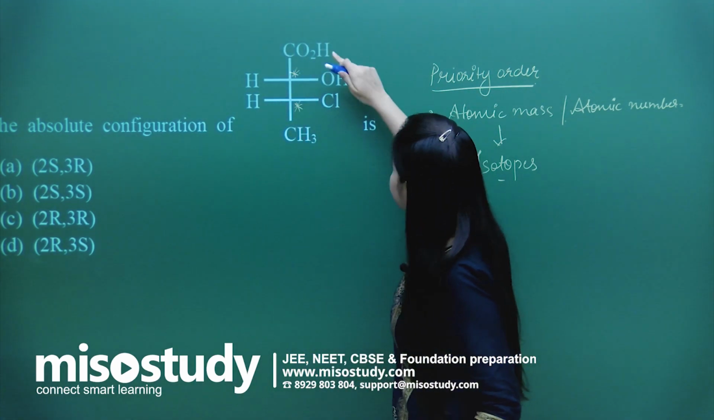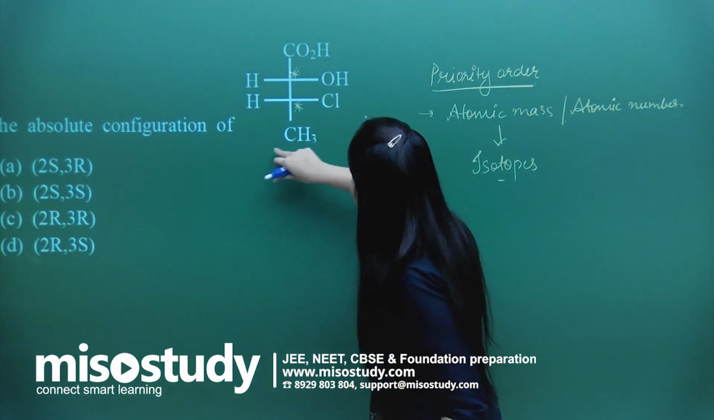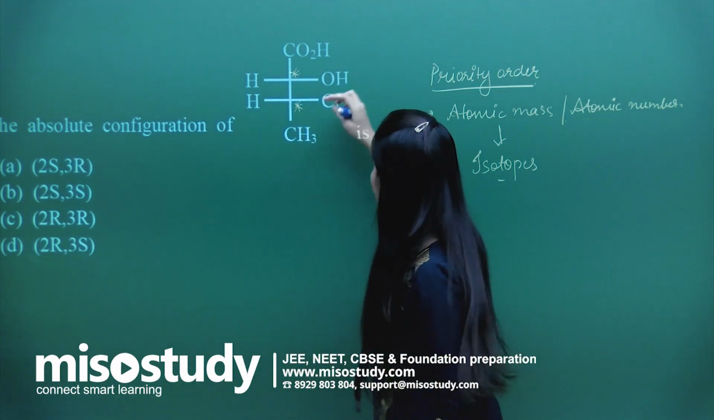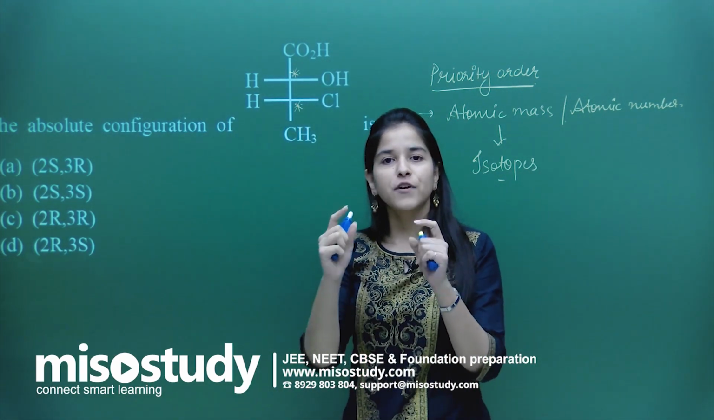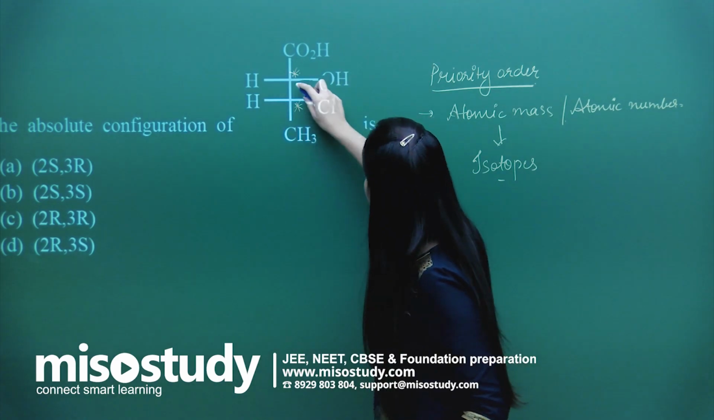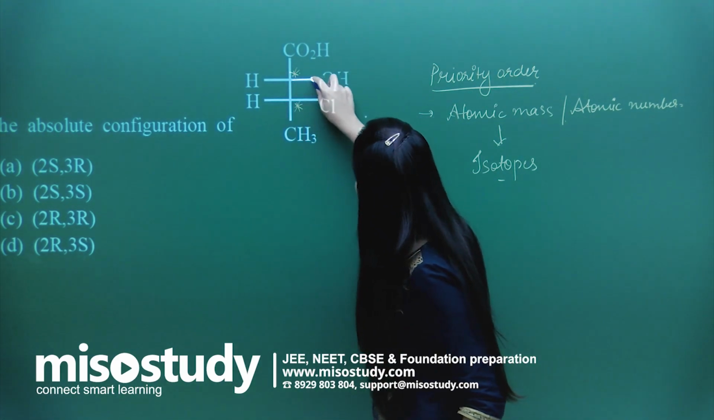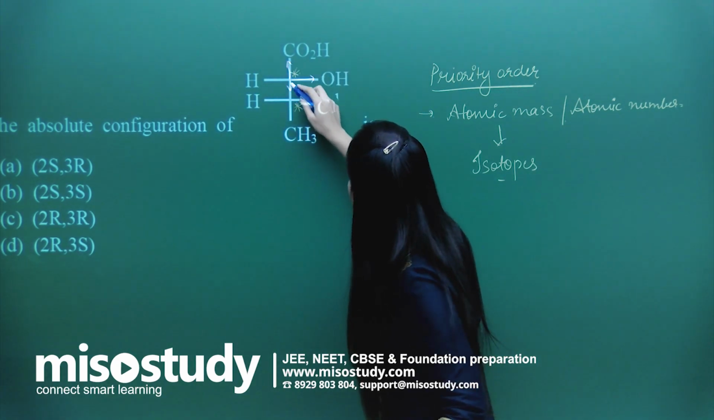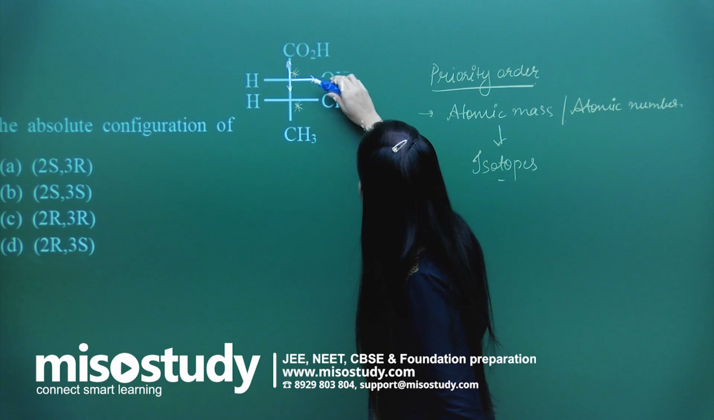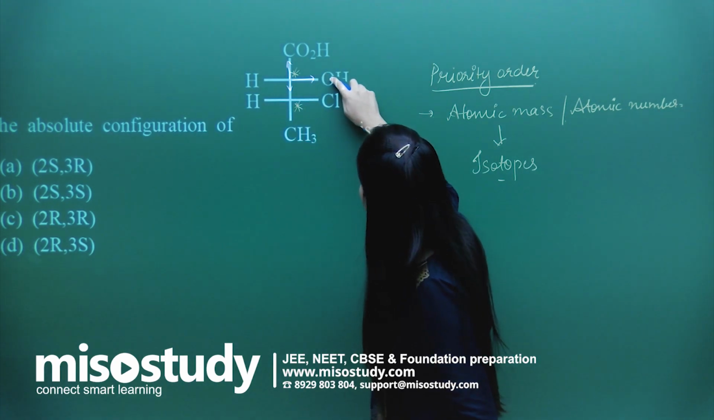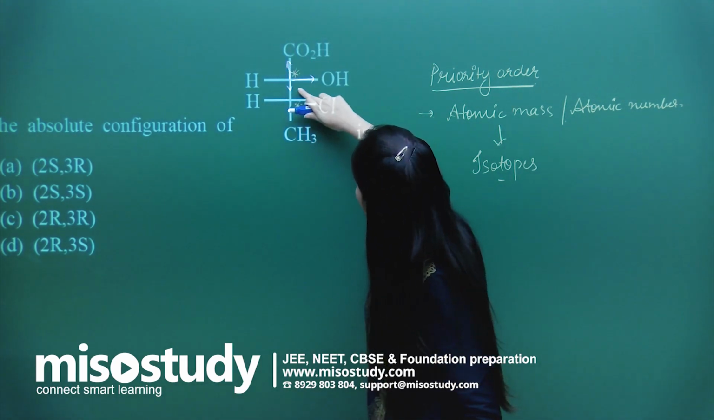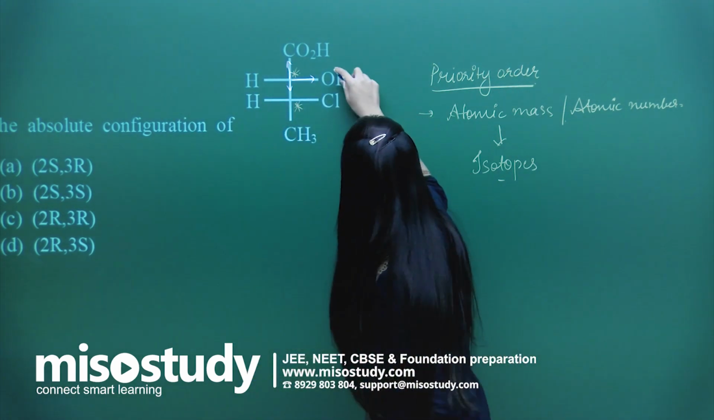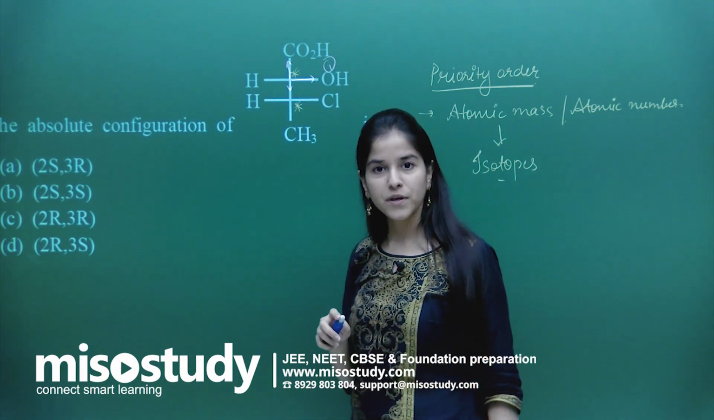So COOH, OH. If I try to consider all the 4 groups, which will be number 1? Let me just compare the first atoms. If I go this way, and this way, and this way, comparing the very first atoms, I have oxygen here, a carbon, and here as well a carbon. So oxygen will have the higher priority. That means number 1 is assigned to this group.